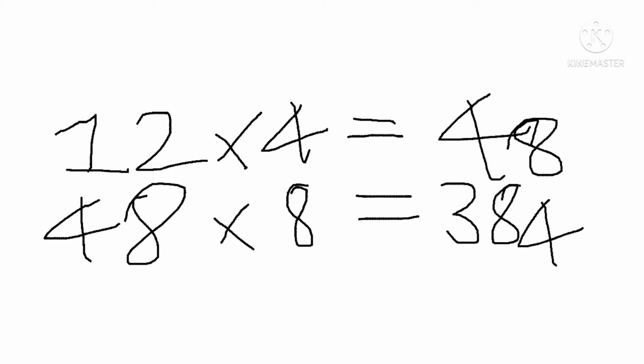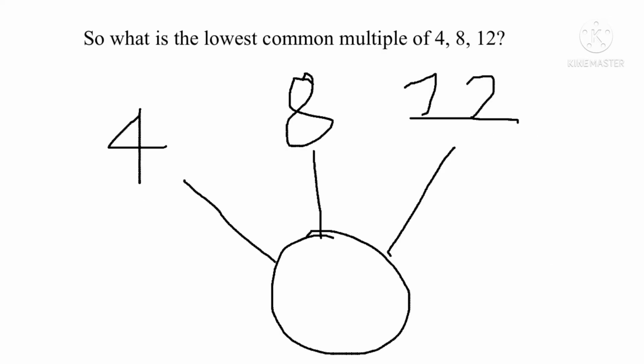So true or false? 384 is the lowest common multiple, the LCM, of 12, 4 and 8. Nope, false, because 384 is much bigger than the LCM. So that is why there is a little trick: multiplying does not always work. So let's try 52. It only comes as a multiple of 4, so we are not going to use 52.